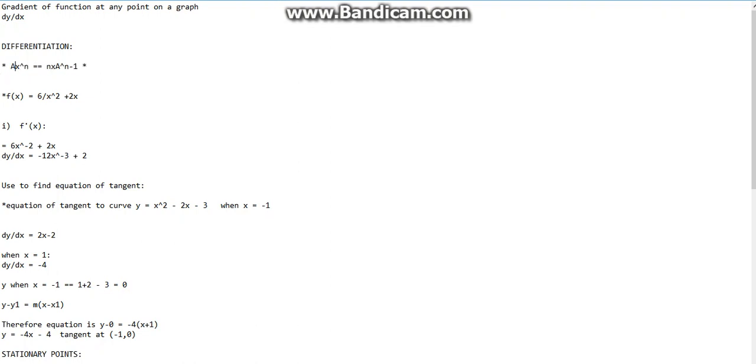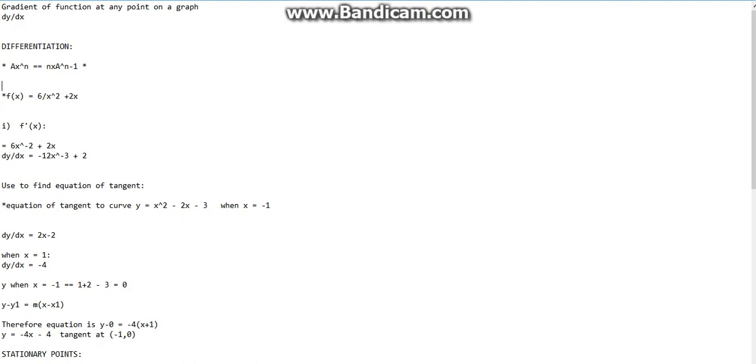So say a is a number and n is the power. You've got ax to the power of n, and if I wanted to find the derivative of that, I just multiply a by the power and take one away from that power. Easy, we got it.